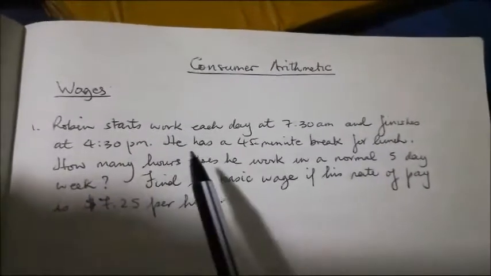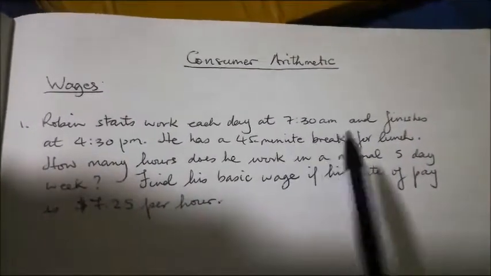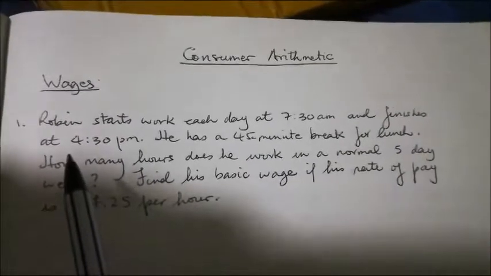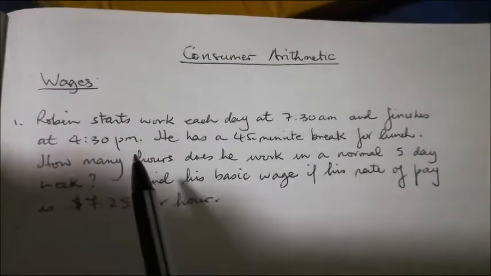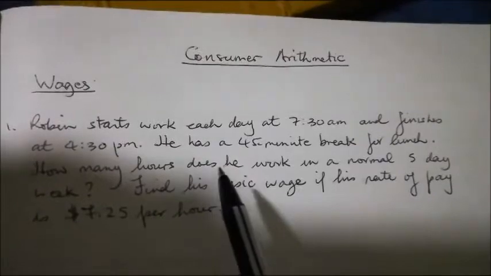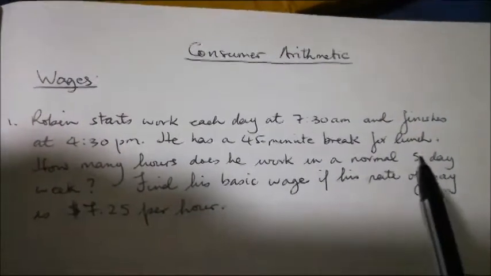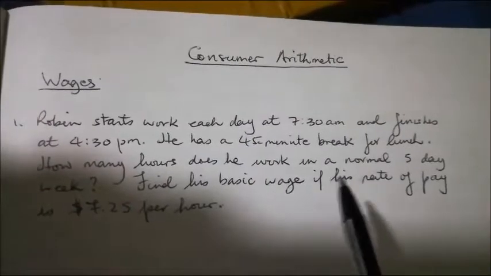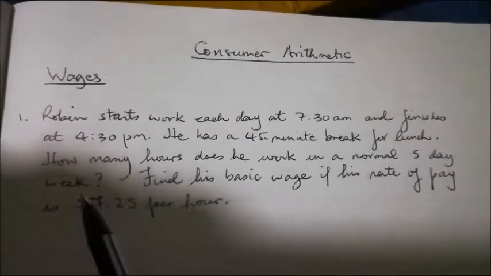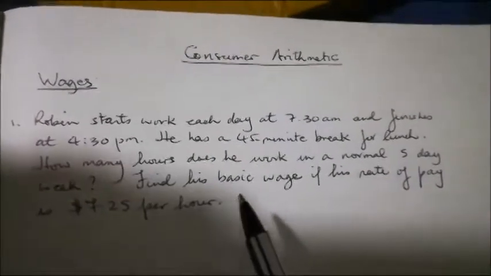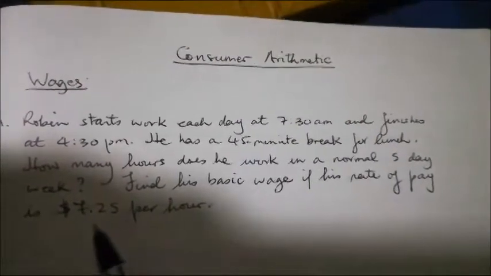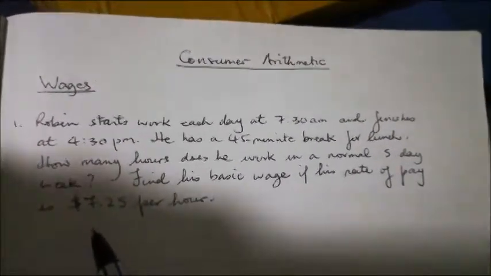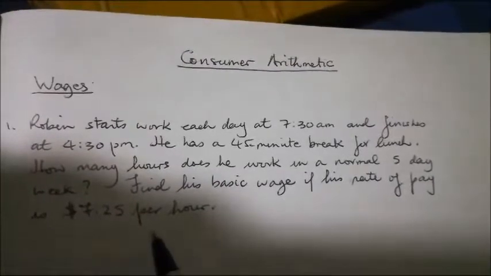It says Robin starts work each day at 7:30 a.m. and finishes at 4:30 p.m. He has a 45-minute break for lunch. How many hours does he work in a normal 5-day week? Find his basic wage if his rate of pay is $7.25 per hour.